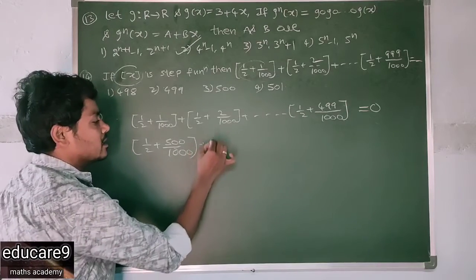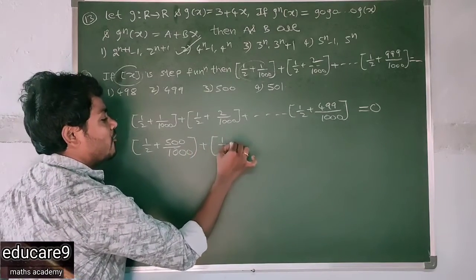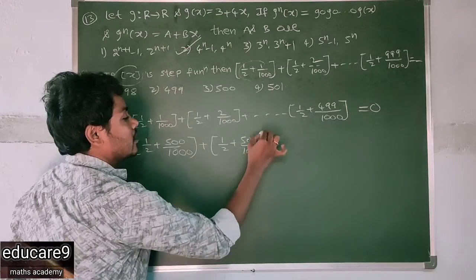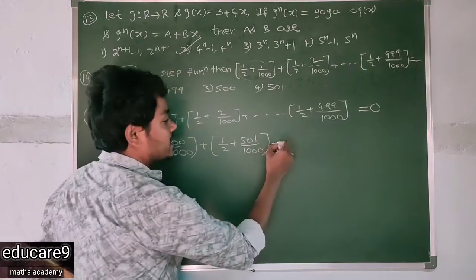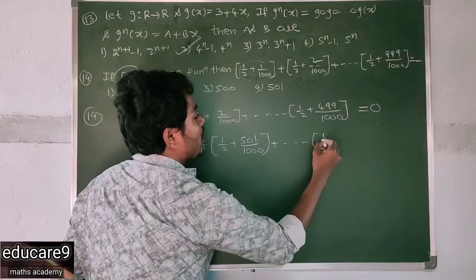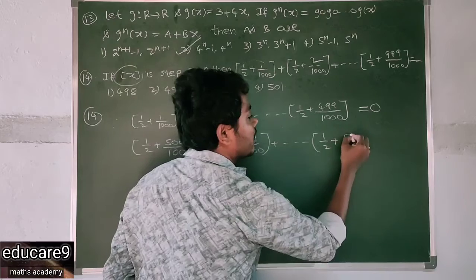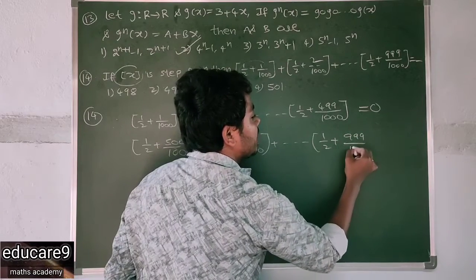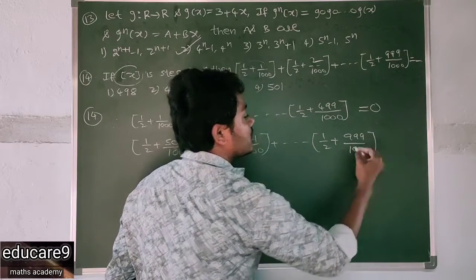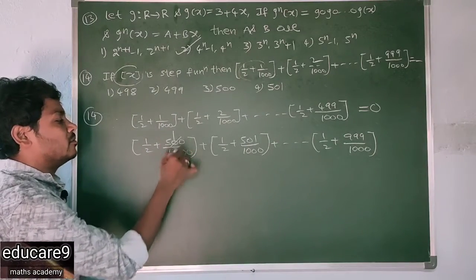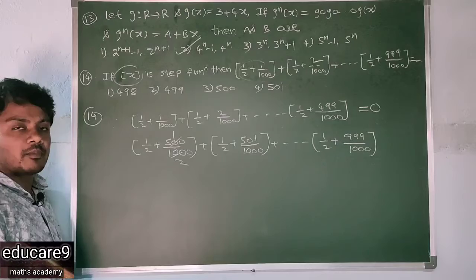So plus the step of 1 by 2 plus 501 by 1000, and so on, plus the step of 1 by 2 plus the last value, 999 divided by 1000. Here 500 by 1000 is 1 by 2, so 1 by 2 plus 1 by 2 is 1.